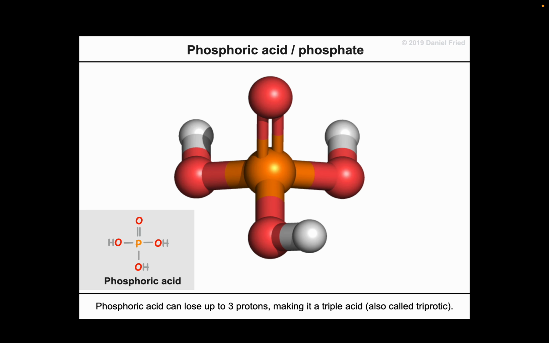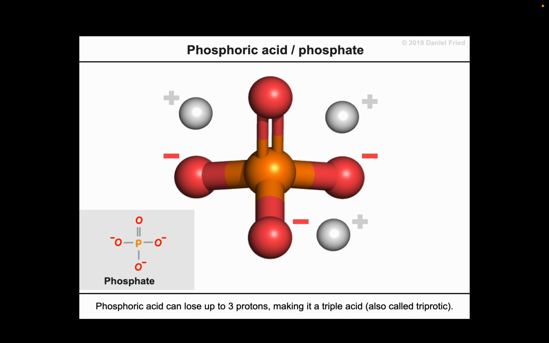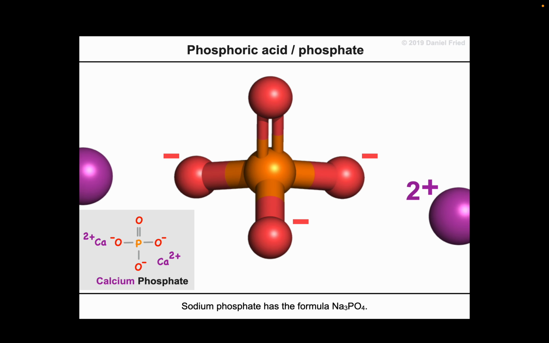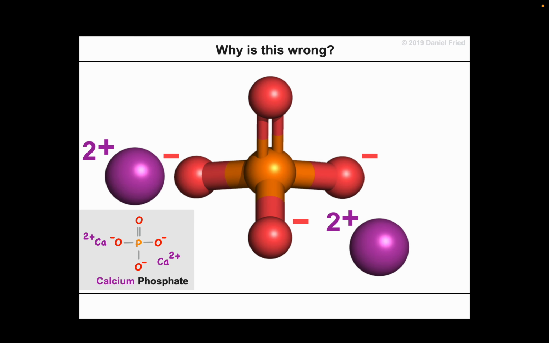Now let's talk about phosphoric acid, also known as phosphate. It is triprotic. Sodium phosphate is something a lot of scientists use as an ingredient in their experiments. What about just calcium phosphate? Wait a minute, this is one. I'll give you a few minutes to ponder this. Feel free to pause the video. Well, we're back. Here's the answer.